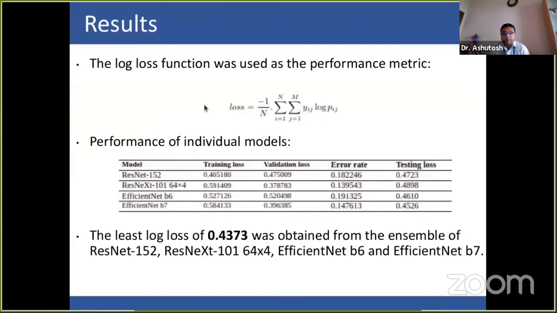We actually use the log loss function as our performance metric. And in this table, we can see the performance of various models which we experimented on. You can see here the testing loss, the training loss, and so on. And the least log loss score of 0.4373, which is less than all of these training and testing losses, was obtained from the ensemble of these 4 models.